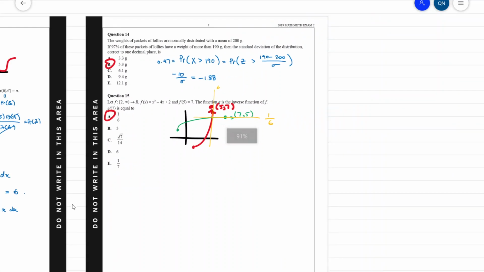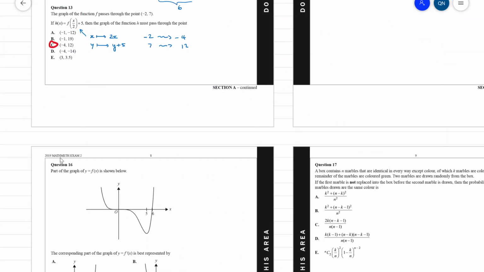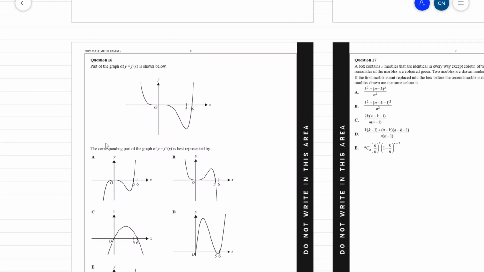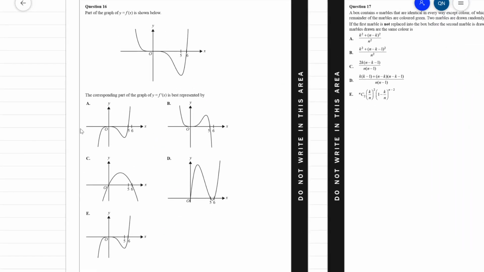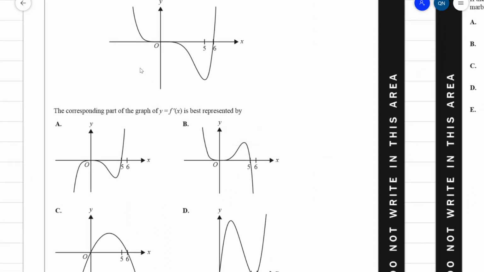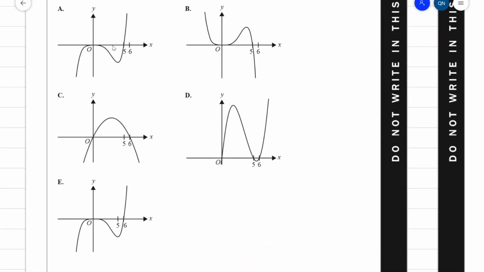That's question 15. Question 16. Part of the graph of y equals f is shown below. The corresponding part of the graph of y equals f prime is represented by. So first thing I look at is stationary points. So stationary points here and here at precisely 5. So I only want x-intercepts at 0 and 5.